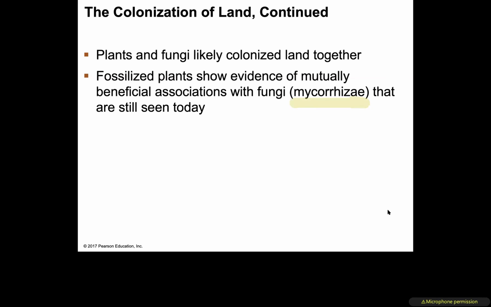So if you were to pull a plant out the ground and look at its roots, you might see little fungal bodies around it, little white fungal bodies. Those are called mycorrhizae, and they help the plant obtain certain nutrients from the soil and water from the soil. And in turn, the plant will feed the mycorrhizae sugar. And so they have what is called a symbiotic relationship. And we still see that today.